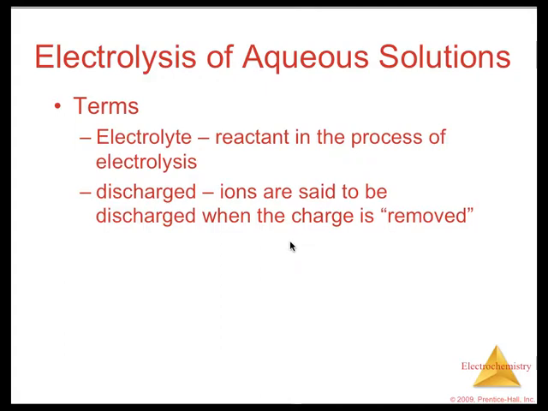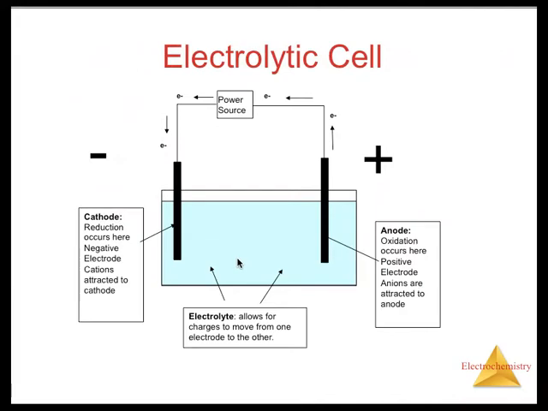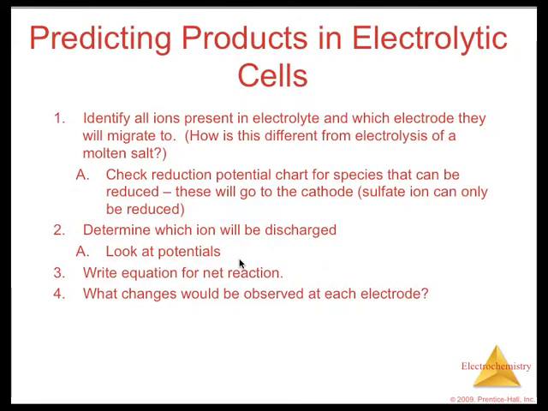So, electrolysis of aqueous solutions. You have your electrolyte, which is the reactant in the process of electrolysis, and you have things that are discharged. Ions are said to be discharged when the charge is removed. Again, the electrolytic cell. How do we predict products in electrolytic cells? First thing is to identify all of the ions present in the electrolyte and to which electrode they would migrate to.